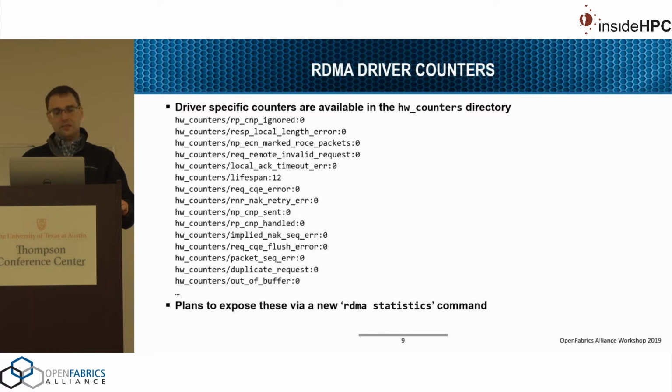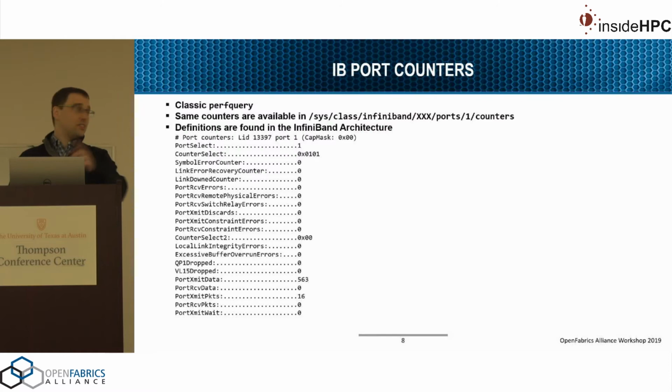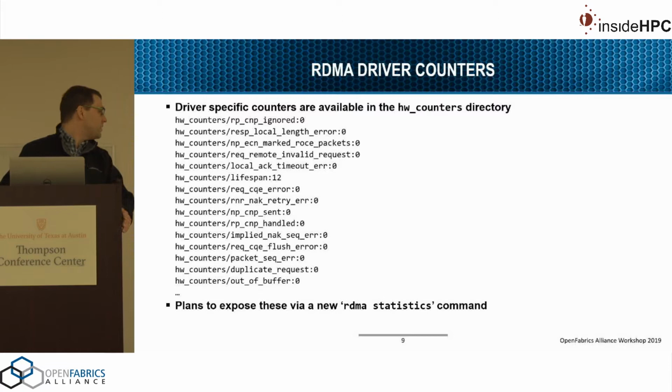Then we have kind of the analog to the ethtool counters in the RDMA world. We have RDMA driver specific counters, which are available in the hardware counters directory under the port. So instead of /1/counters, it's 1/hardware_counters. I think this is, again, a Mellanox. There's quite a few of them, and these are all relevant to RDMA.